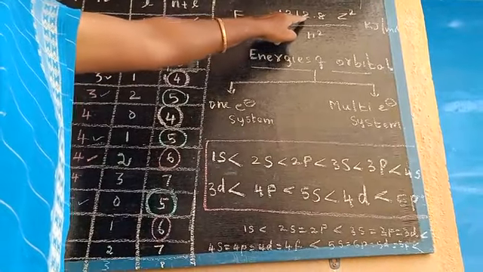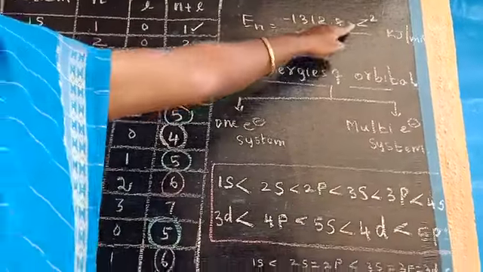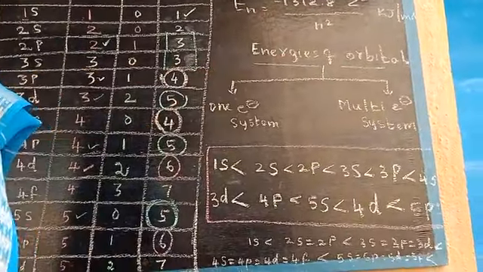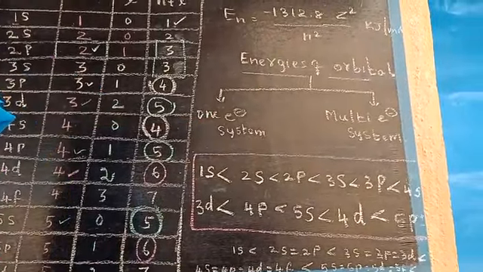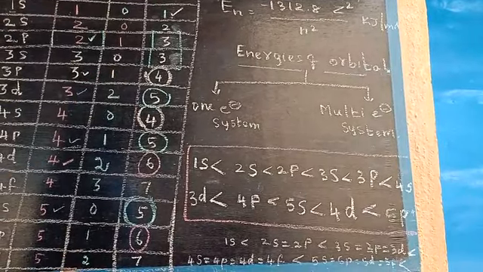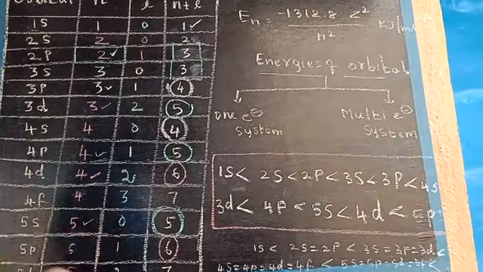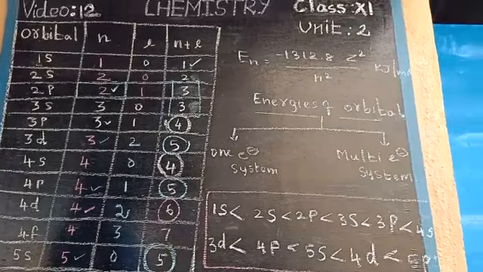Children, in one electron system, the energy value is calculated based on this formula: minus 1312.8 Z square by n square. Z denotes the atomic number, n denotes the principal quantum number. Kilojoule per mole is the unit of energies of nth orbit. Very clear, children? I hope you understand this session. Now to start practice, children, write the electronic configuration.